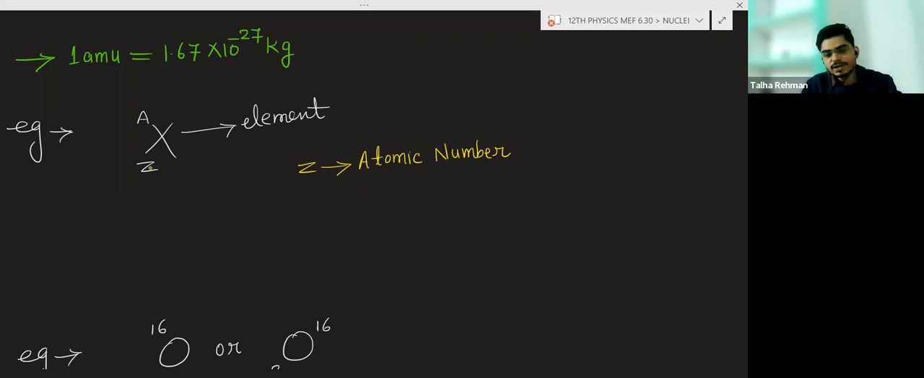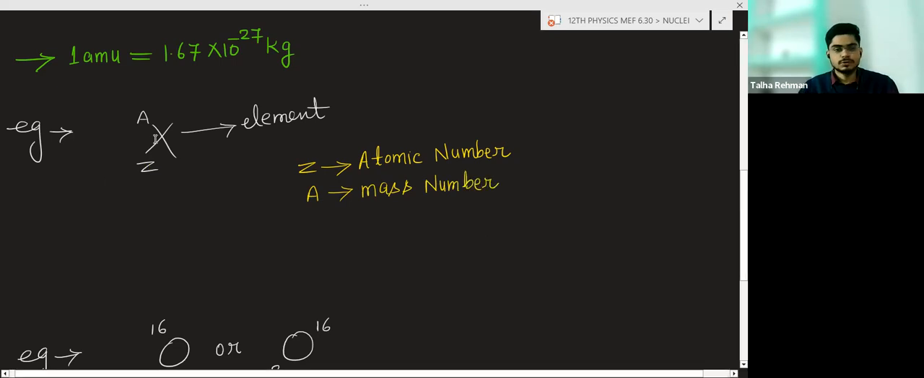And atomic number is equal to the number of protons. Okay, no problem. And what is A? A is the mass number. So for this element X, atomic number is Z, and mass number is A. So that's how an element is represented.